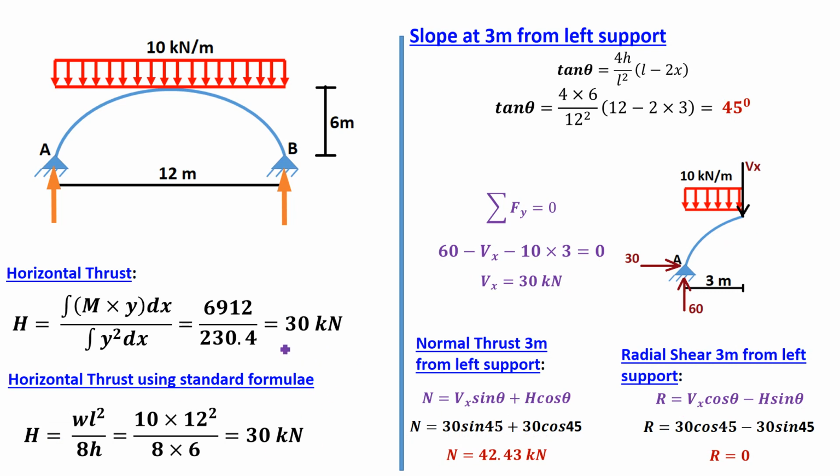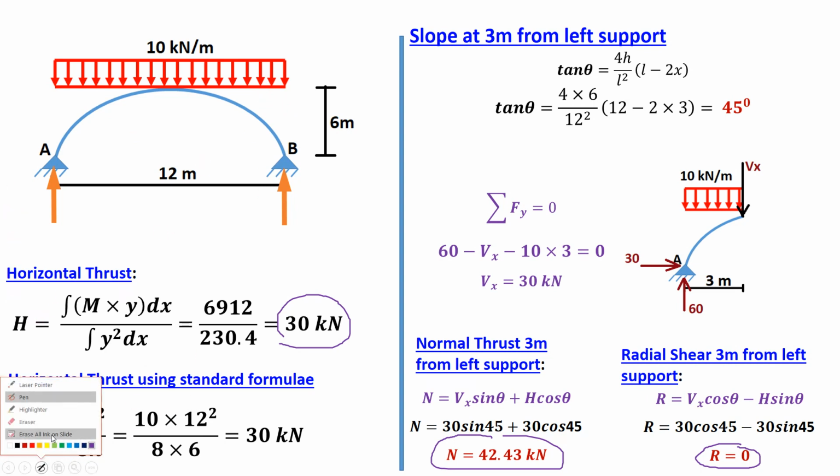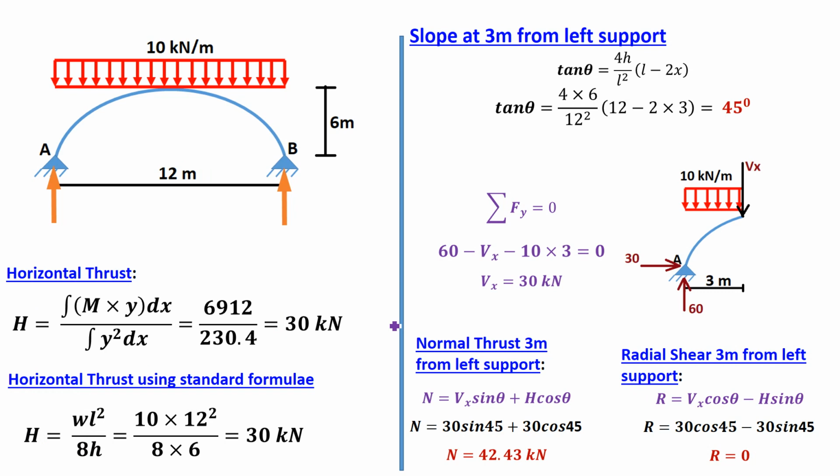So horizontal thrust H is 30, normal thrust is 42.43 and radial shear is equal to 0, when the two hinge parabolic arch with a span of 12 meter and central rise 6 meter is subjected to full span UDL of 10 kilonewton per meter. This is the solution of the numerical example. I hope all of you have understood the solution. In the next class, we will solve another example on analysis of two hinge parabolic arch. Thank you very much.